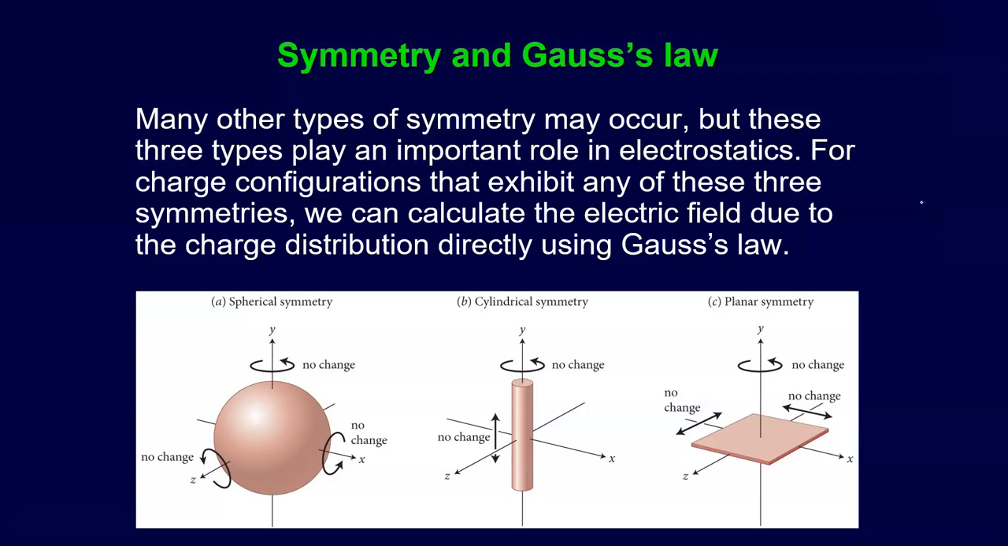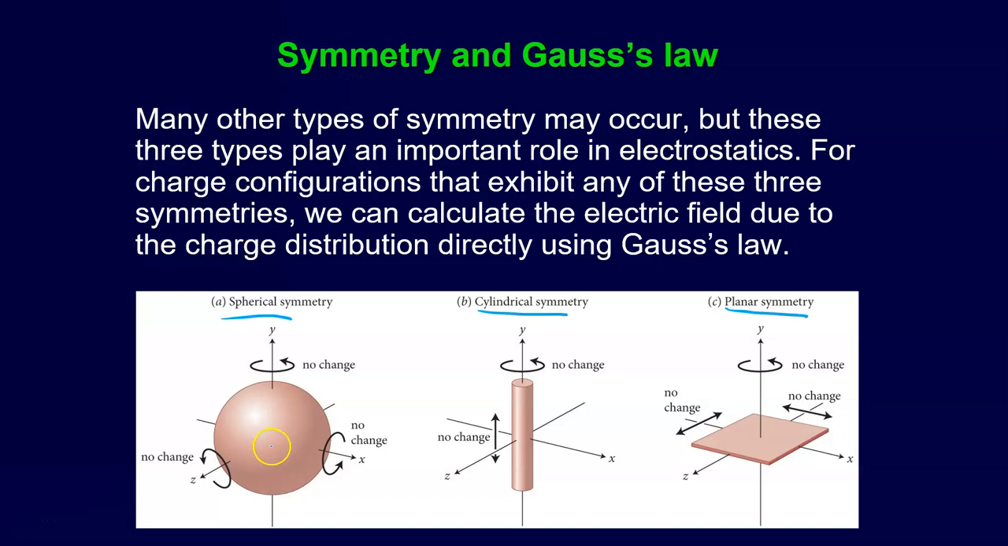Continuing on, the cases we'll be most interested in with Gauss's law are cases with a huge amount of symmetry. There are basically three kinds: spherical symmetry, cylindrical symmetry, and planar symmetry. Spherical is where there's no change if you rotate the sphere. Cylindrical is where there's no change if you rotate around the cylinder's side. Planar is where there's no change if you rotate or move it around.